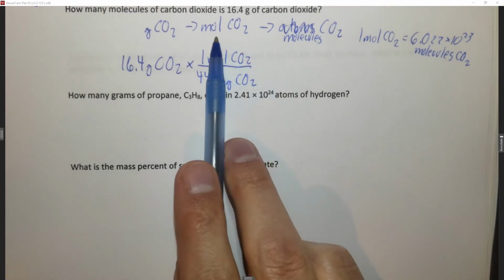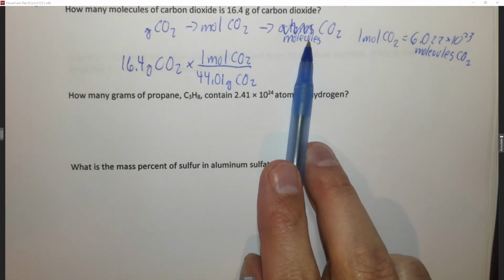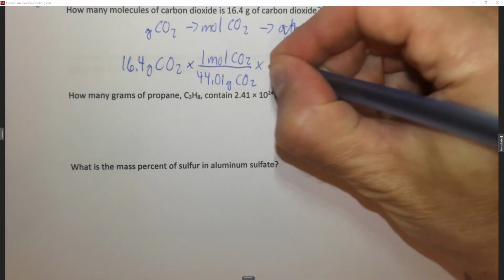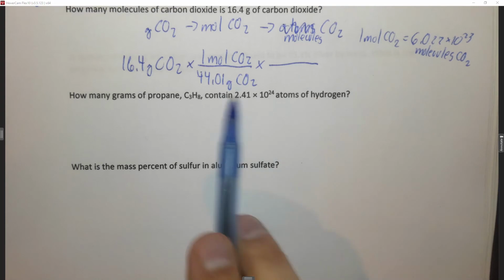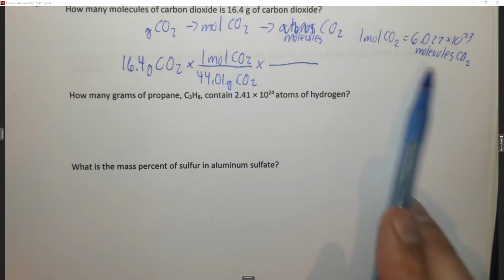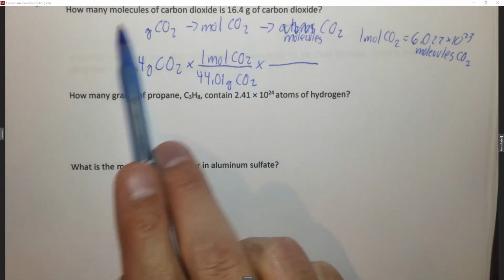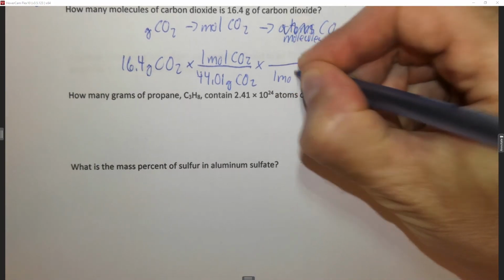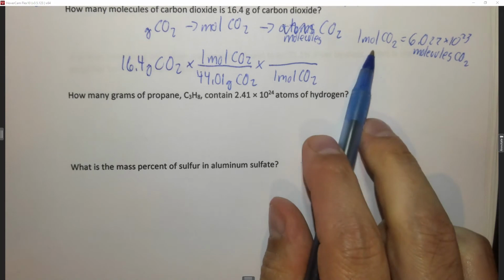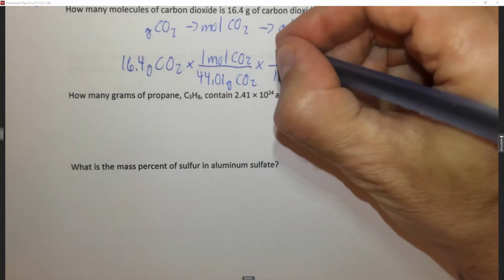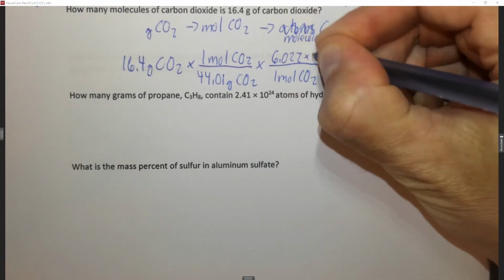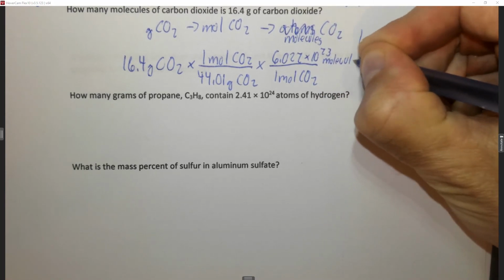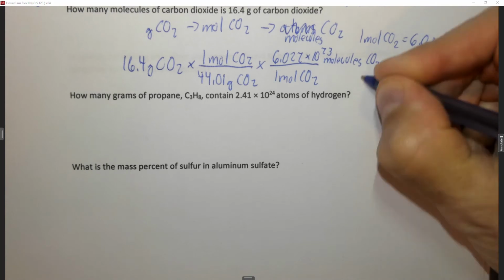Now we want to convert from moles of CO2 to molecules of CO2. In order to do that, we want to use Avogadro's number. As usual, we want to cancel out this unit and end up with the unit we want, because in this case it asks us how many molecules. So we put the 1 mole of CO2 from this equality on the bottom, and the 6.022 times 10 to the 23 molecules of CO2 on the top.